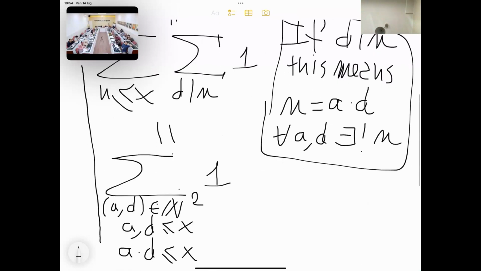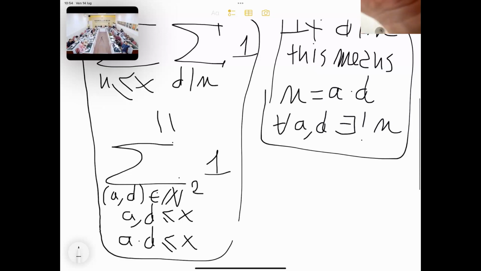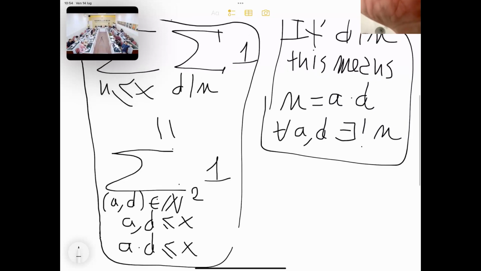So it takes a bit of time to agree with the fact that these two are the same. So you should think about this. But once you convince yourself that it is correct, then everything becomes very different, right?